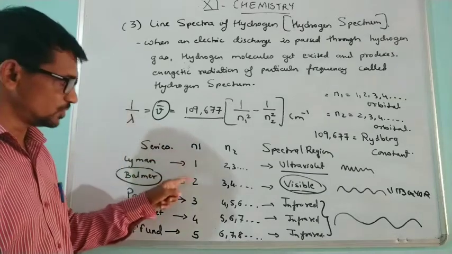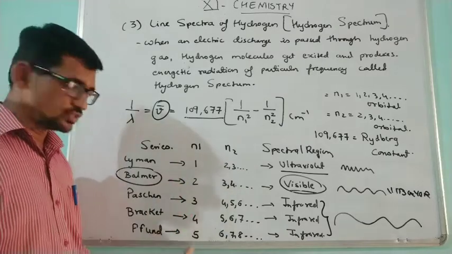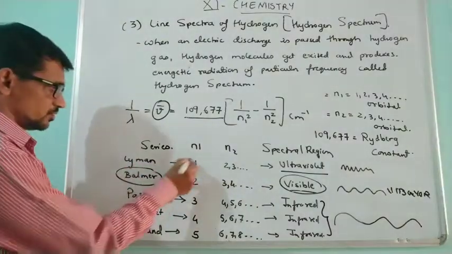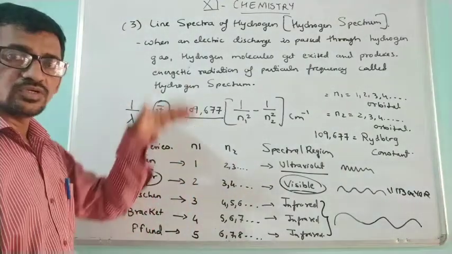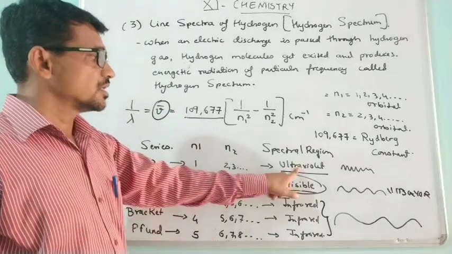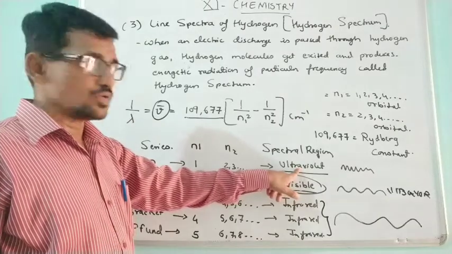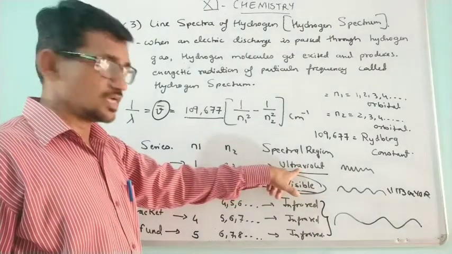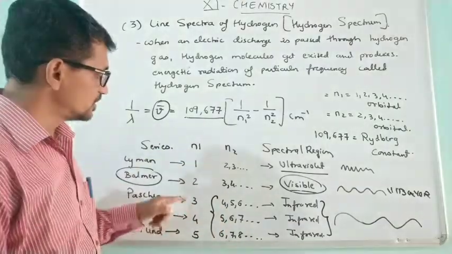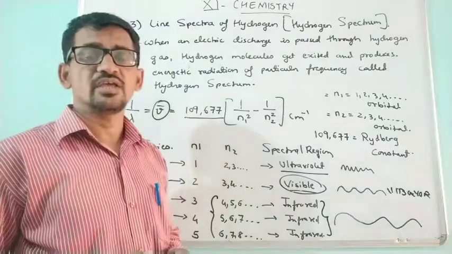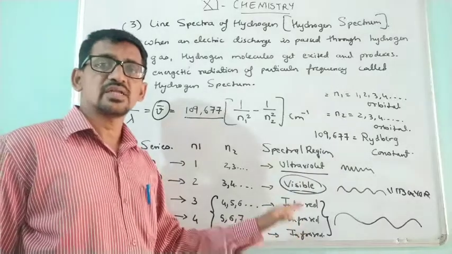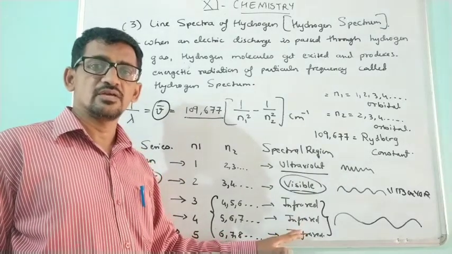The series start from 1, 2, 3, 4. This is the ground state and this is the excited state. The distance between n equal to 1 and n equal to 2 is very high. That's why the ultraviolet region is there: wavelength is small, energy is high. In the other region, infrared, the distance between the 3, 4 and 5 orbitals is very, very less. That's why the energy difference, or emission spectra, comes in the infrared region.